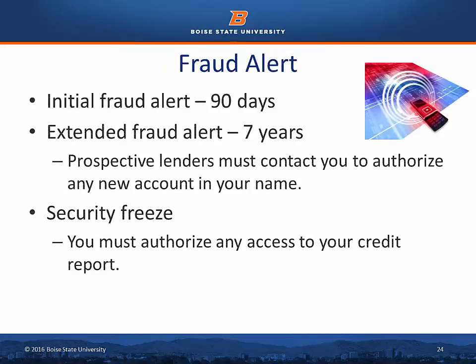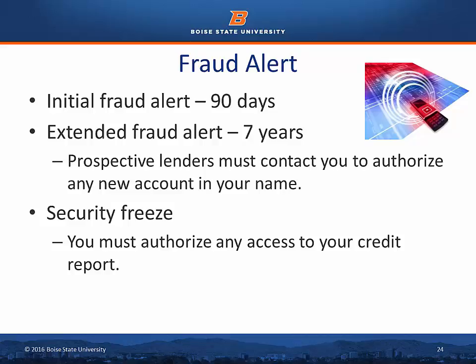Fraud alerts. If you suspect you've been a victim of identity theft or think you're about to be, for example, if your wallet was stolen, contact the fraud department of any of the 3 credit reporting agencies. The agency you call is required to notify the other 2 credit agencies. Tell them you're an identity theft victim or potential victim. You have the right to place an initial fraud alert in your credit file. You can do this by calling, writing, or visiting any of the 3 credit reporting agencies online. This initial fraud alert will last 90 days.